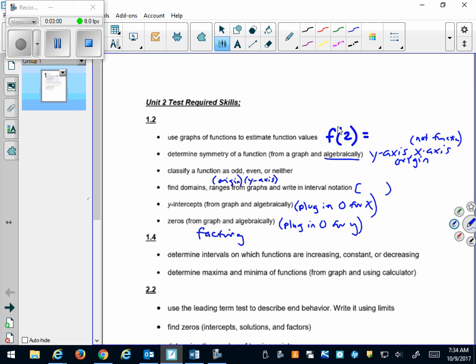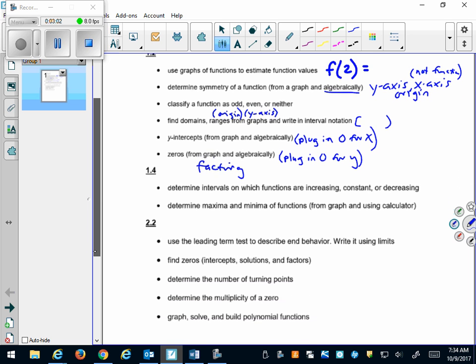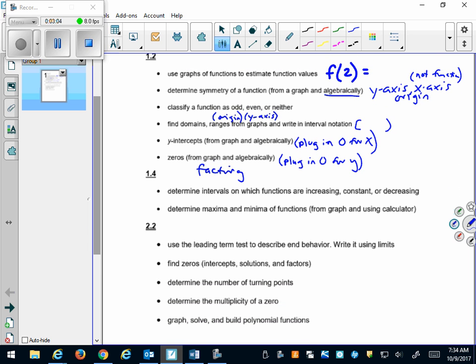I'm going to post this document, so you'll be able to refer to it, but if you want to jot down a few things here. Okay, so 1.4, determine intervals for increasing, decreasing, and constant. Remember this one, always use parentheses, no brackets for this one, because you're showing over the interval whether it's increasing or decreasing. It's really not talking about at the points. All right, and then maximum and minimum.